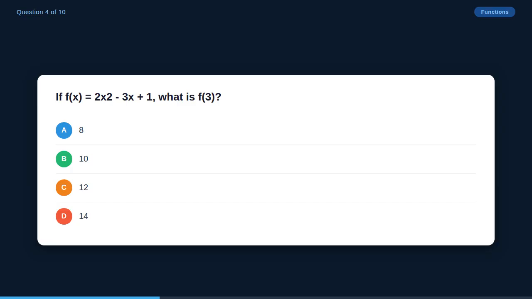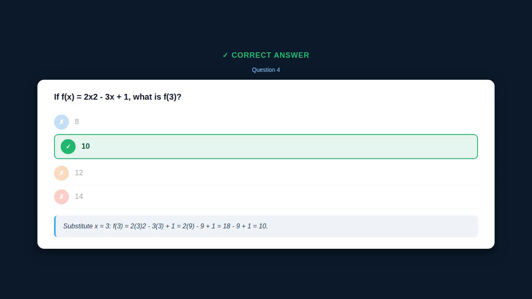Substitute x equals 3: f(3) equals 2(3(3) + 1) equals 2(9 + 1)... 9 plus 1 is equal to 10.